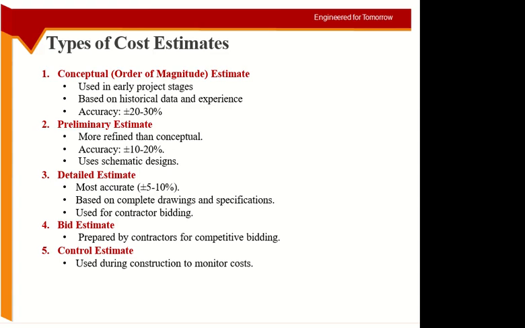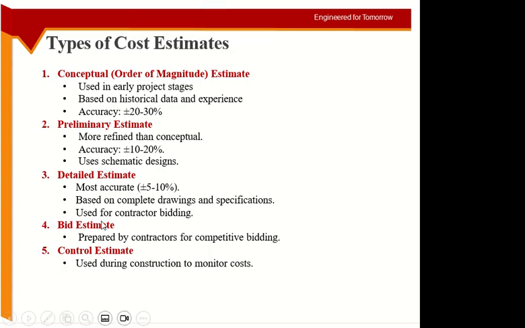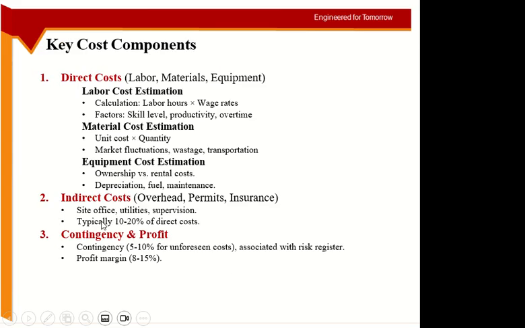Okay, and the cost can be of different types. We have the 4 types of costs here. Okay, and the last 2 are the most accurate ones. Okay, even the third one as well is the most accurate one. Okay, detailed estimate and bid estimate are almost the same, but they are from different parties.